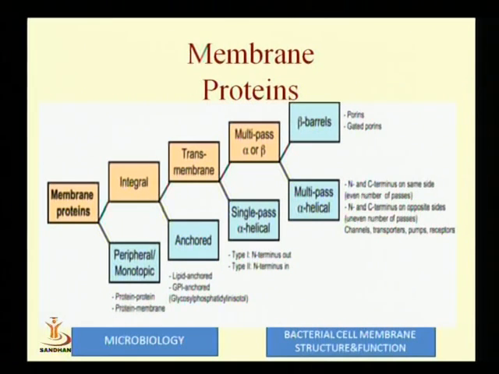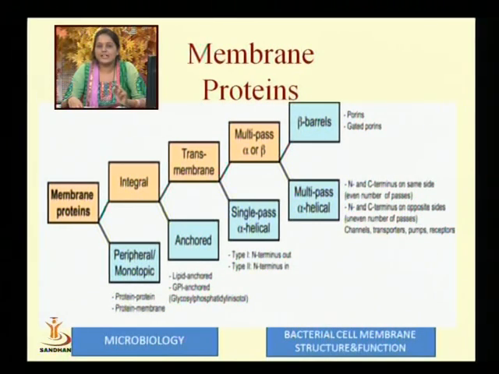Now let's see the summary of membrane proteins. Two types of membrane proteins are there. First one is integral and second one is peripheral. Integral proteins have another two subtypes: transmembrane and anchor proteins. The transmembrane proteins have another two types: one is multipass and the second one is single pass. And multipass has two types of subunits, beta barrels and alpha helical.